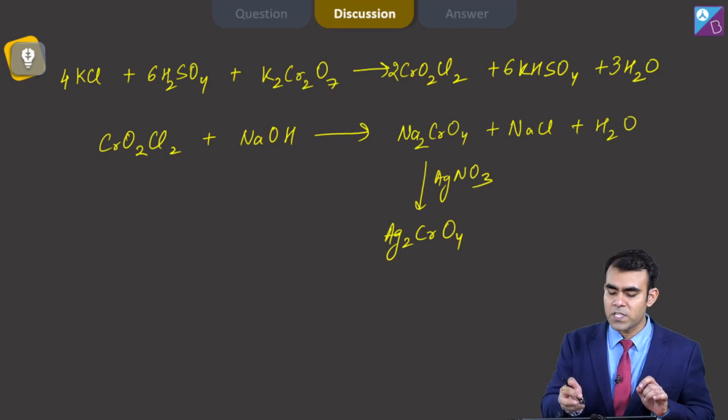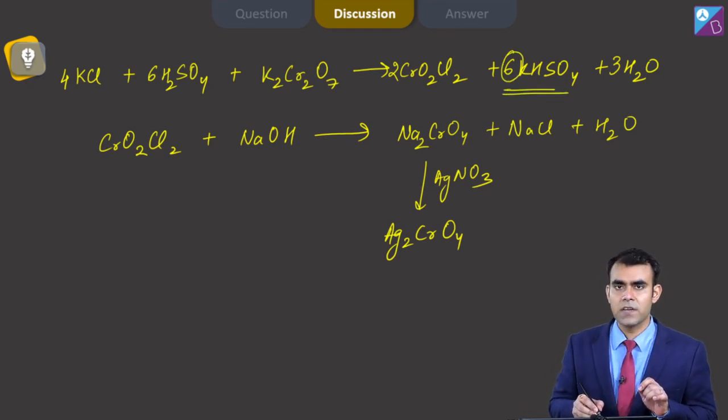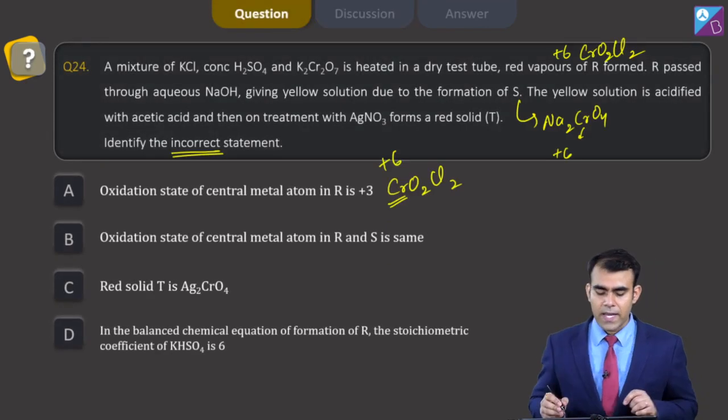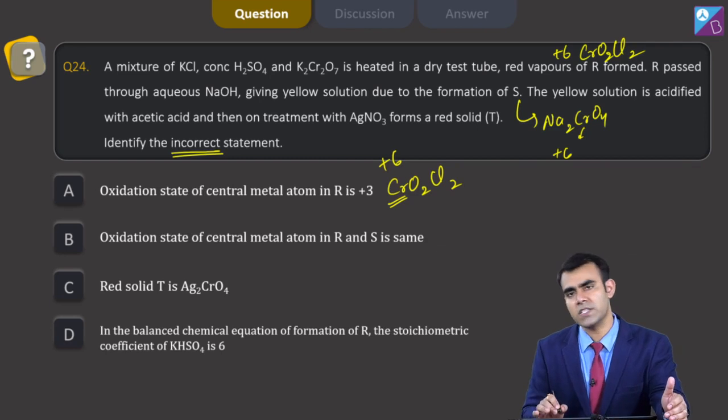Now here the coefficient of KHSO4 is 6. And in the question we have been given that in the balanced chemical equation of the formation of R, the coefficient of KHSO4 is 6.